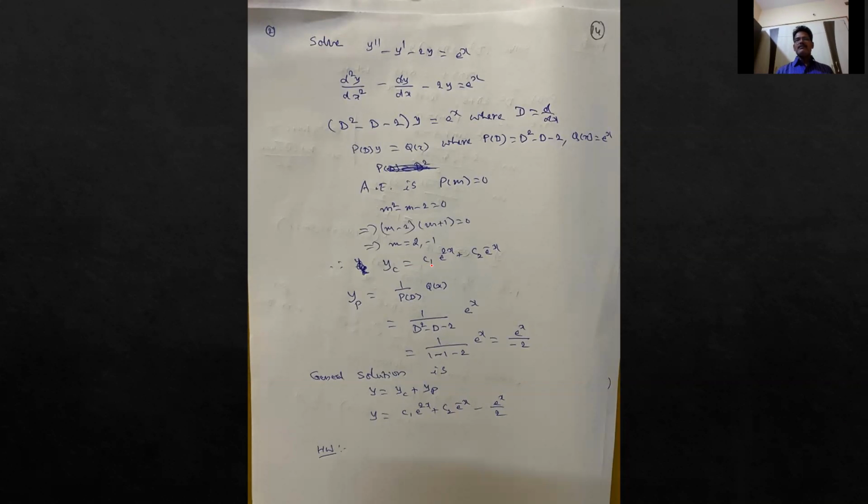That is, yc for real and different roots equals c1 e power 2x plus c2 e power minus x. So yp is 1 by P of D, Q of x, e power x. Comparing with e power ax, write D equal to a, which is 1, since e power x means a is 1. Putting 1 in place of D: 1 square minus 1 minus 2, that is e power x by minus 2. The general solution is y equal to yc plus yp. The solution is y equal to c1 e power 2x plus c2 e power minus x minus e power x by 2. Right?